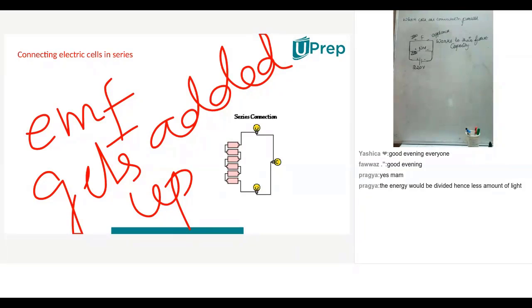Exactly. Pragya? Yes, ma'am, but I also have another question. If they are connected to the cell, there is only one cell, and in the series connection also there is only one cell with multiple things attached to it. Then why doesn't it get divided in parallel connection? Shouldn't the power be divided, because the power source is one? The power sources are not multiples.